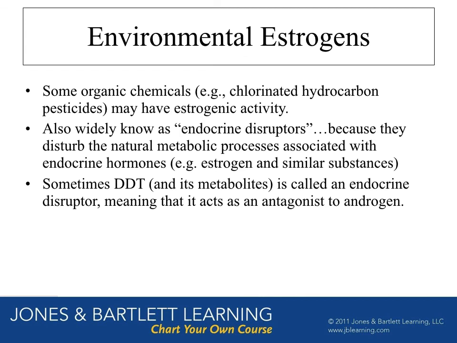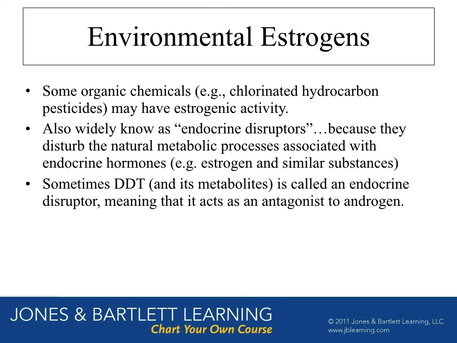So finally, we're going to talk about something that we've been indicating throughout the lecture, and this is environmental estrogens, or endocrine disruptors. These can come from a wide variety of the things we've talked about as far as organic chemicals: chlorinated hydrocarbons, pesticides, dioxins, PCBs. And some of these have estrogenic-like activity.